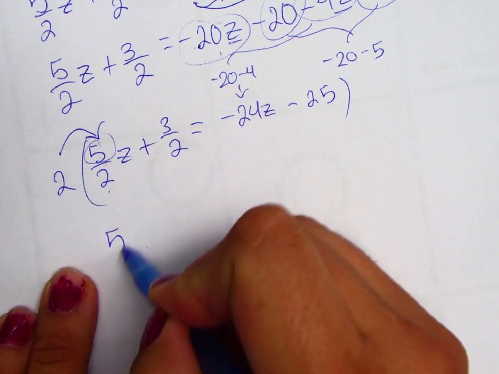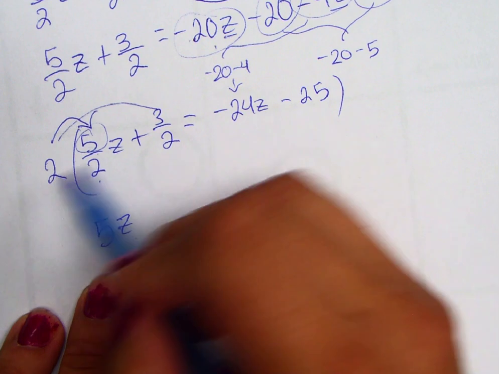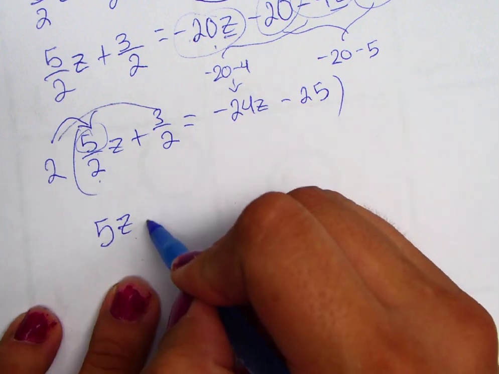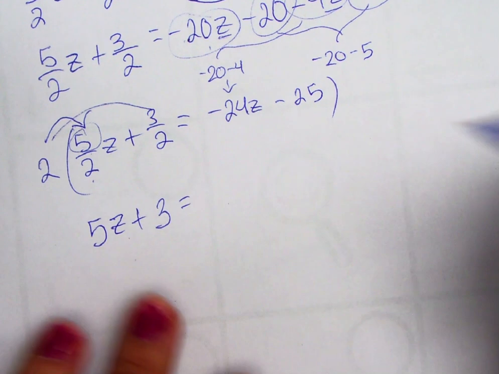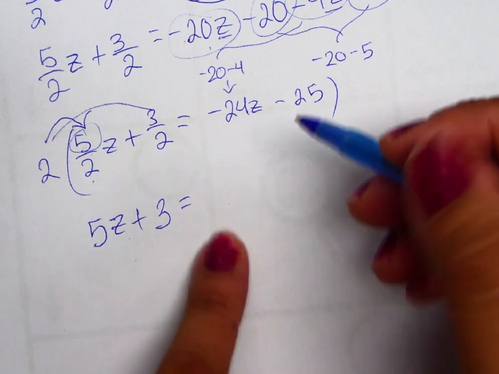So we just have 5z, and then 2 times 3 halves. Again, the division of 2 cancels. So now we have just plus 3. If you want to check that in the calculator, go ahead, pause the video.